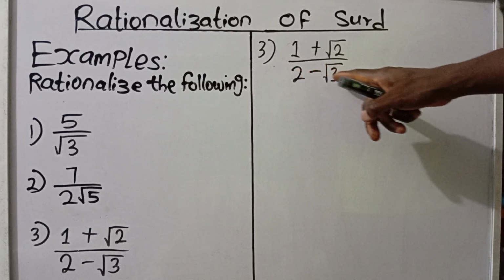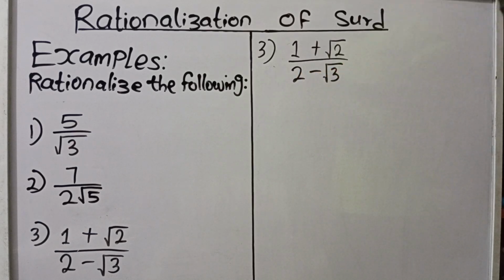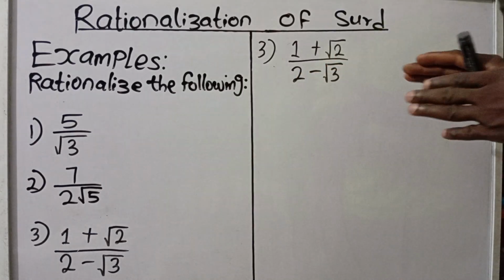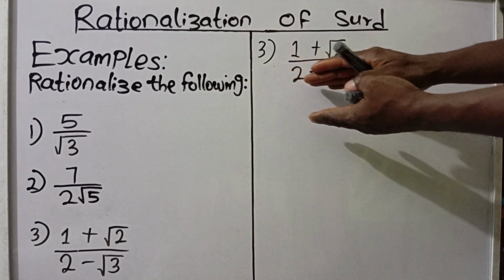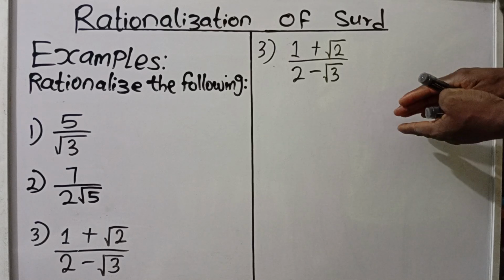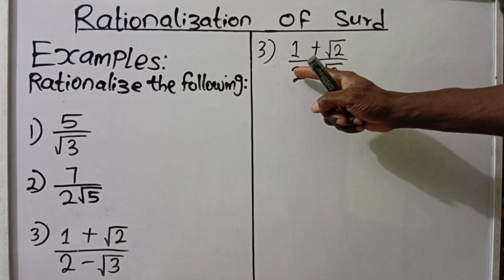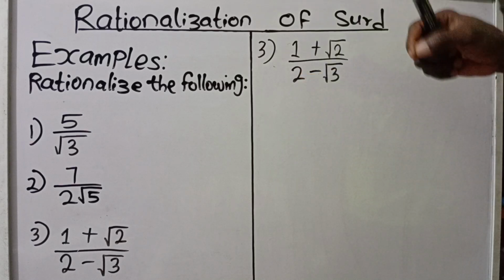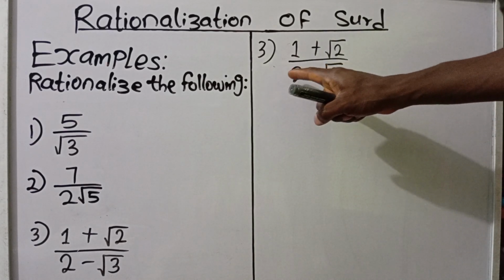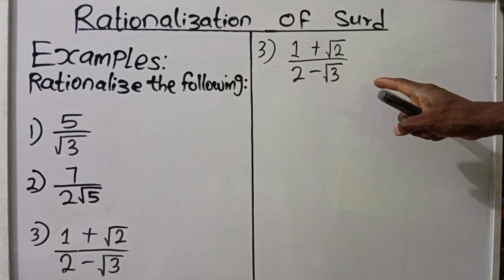If you look at the denominator here, we have an expression which is 2 minus root 3. So what we're going to be doing is the same thing of using what we have on the denominator to multiply the up and down, the numerator and denominator. But what we are going to be making use of, as far as the denominator is concerned, is the conjugate. The conjugate of the denominator is what will be used to multiply the up and down.